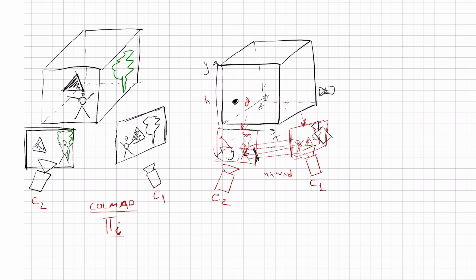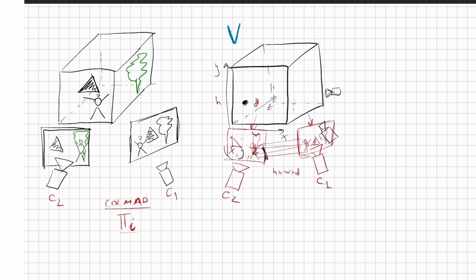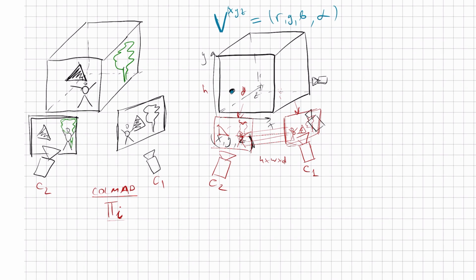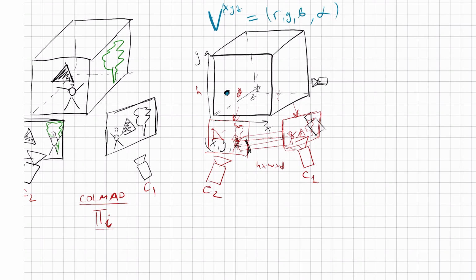All right, let's define this volume as V, and for every location, let's say this one, we will say V(x, y, z). And then this V(x, y, z) would be equal to R, G, B, and alpha at this location. All right, let's project this volume using the projection matrix. Then we will get an image.